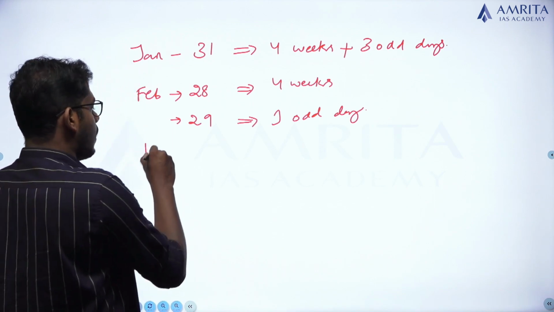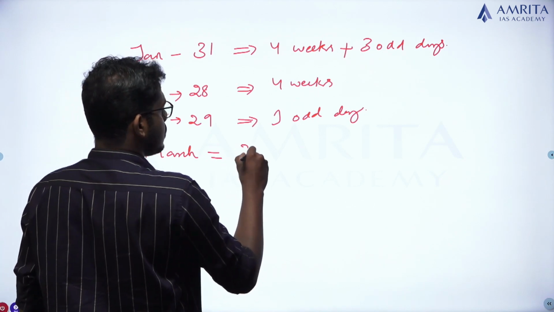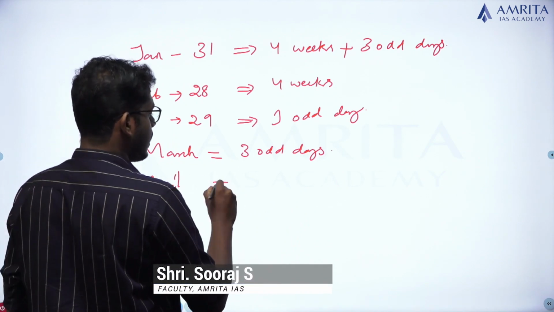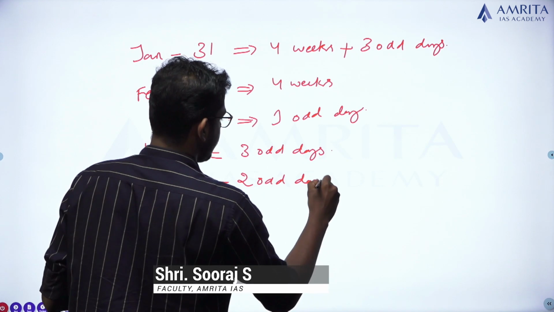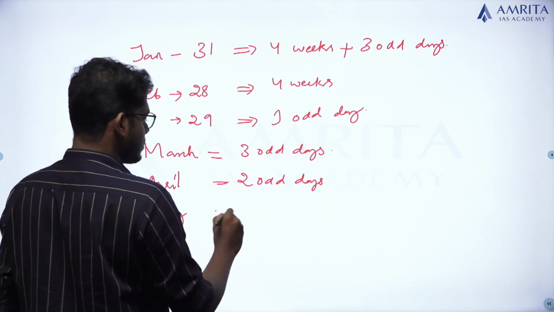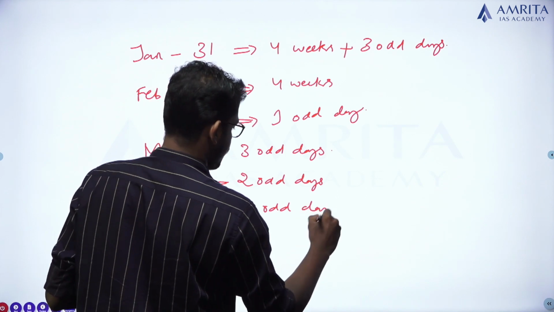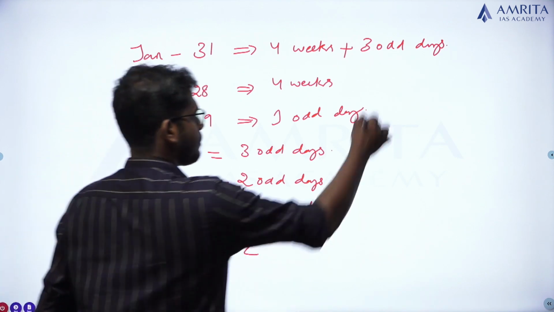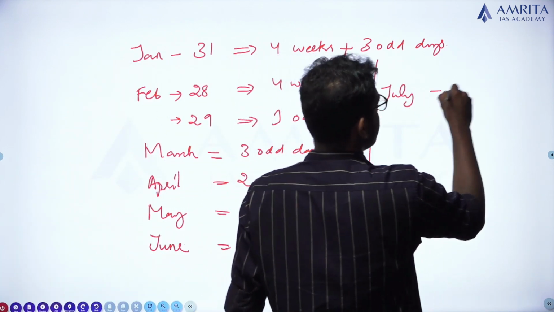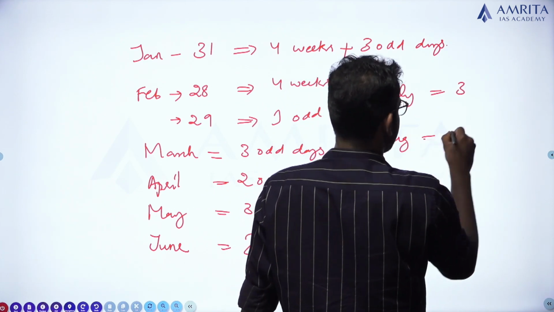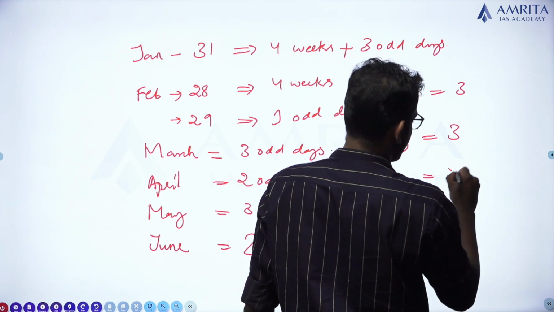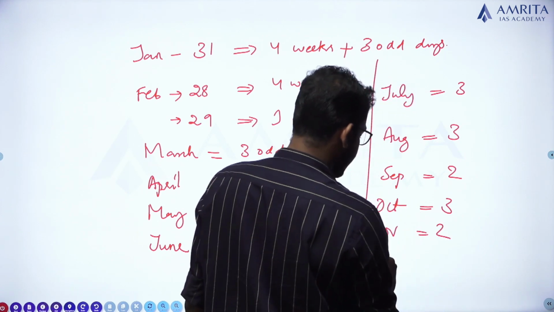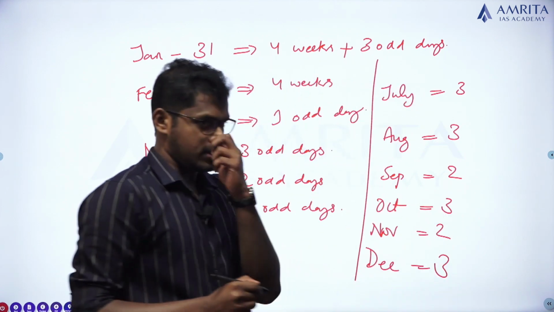February contains 1 odd day. March has 3 odd days because March has 31 days. April has 2 odd days. May has 3 odd days. June has 2 odd days. July has 3 odd days. August has 3 odd days, September has 2 odd days, October has 3 odd days, November has 2 odd days, December has 3 odd days.